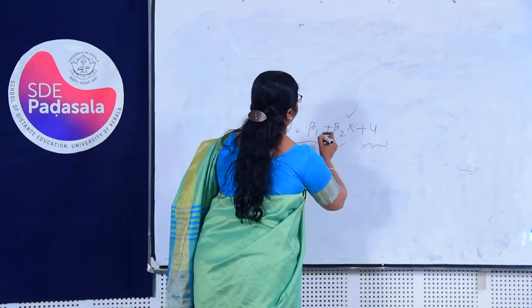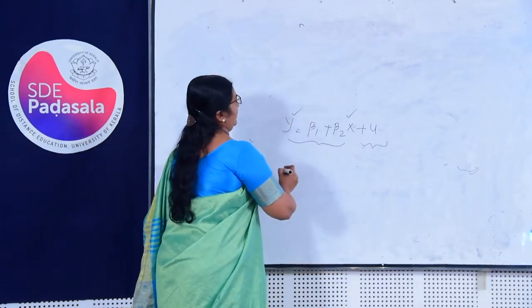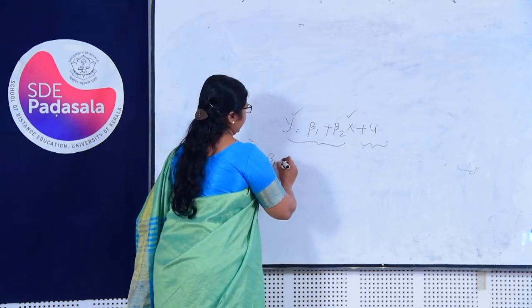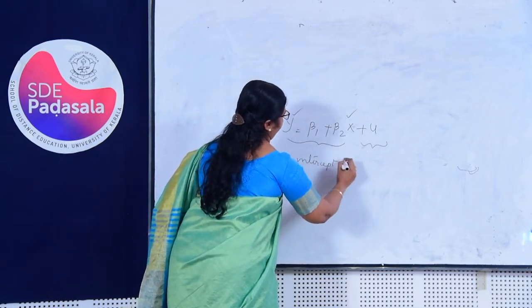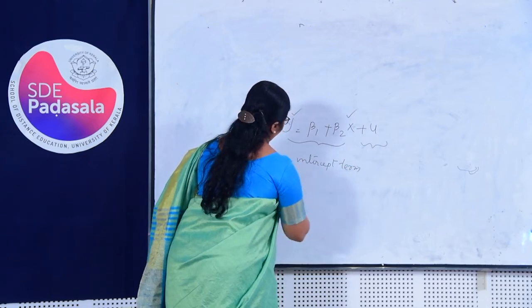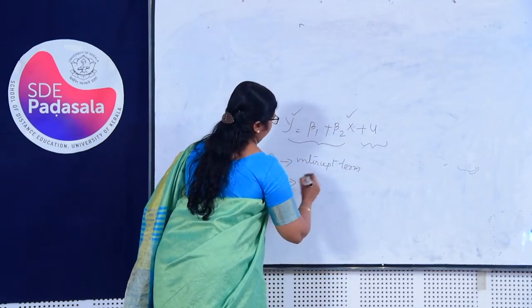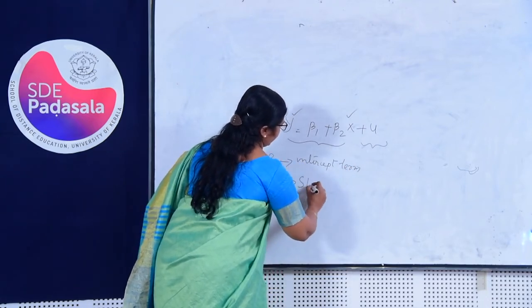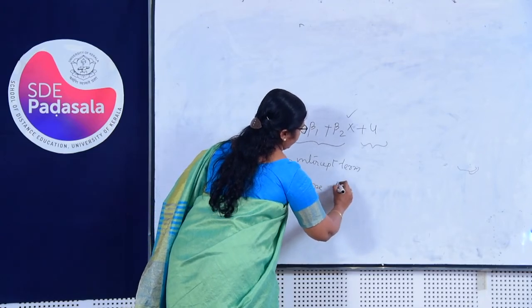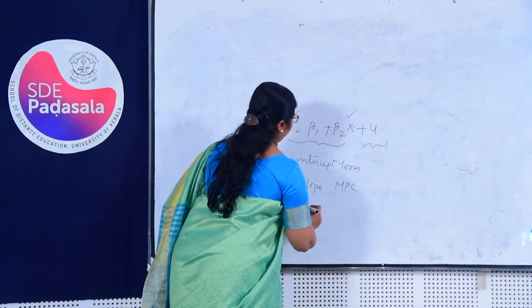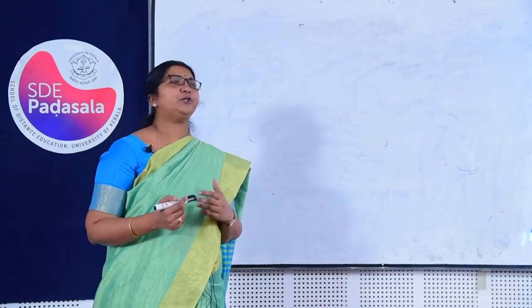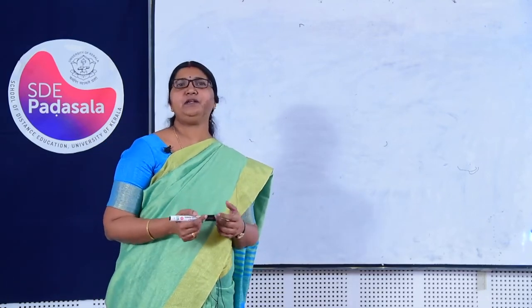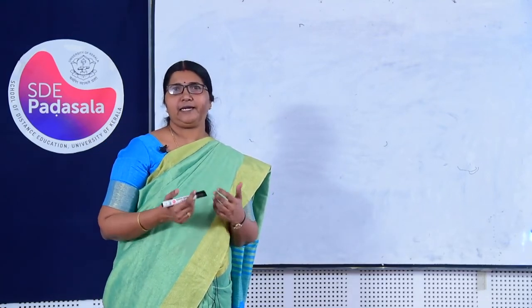So, here again beta 1 is the intercept term, and beta 2 is the slope term which shows the marginal propensity to consume. Fourth step is obtaining data. In order to estimate the parameters of the model, we have to collect data.